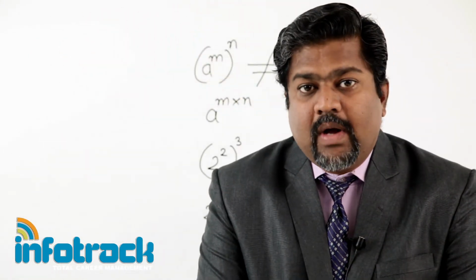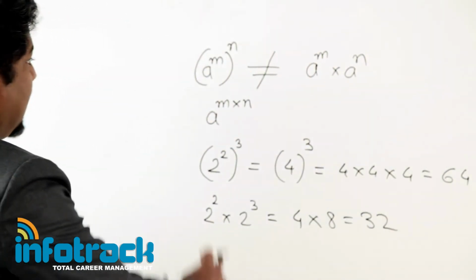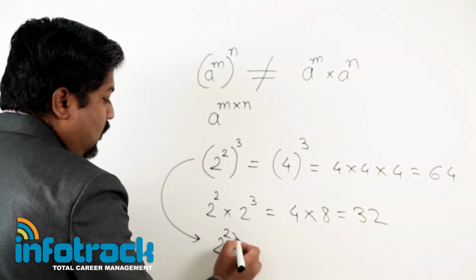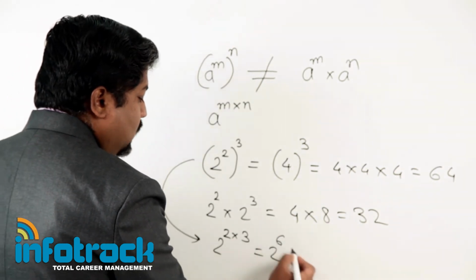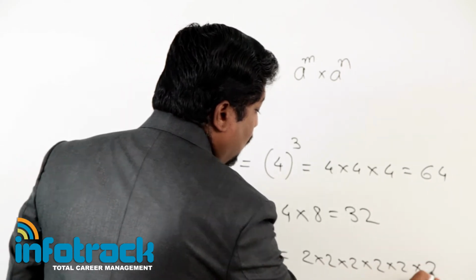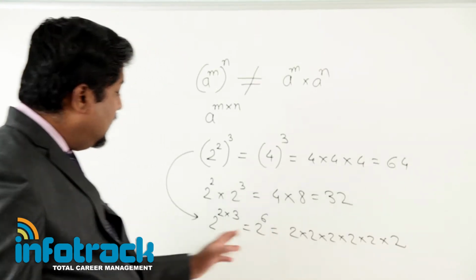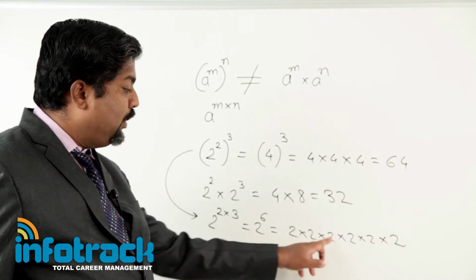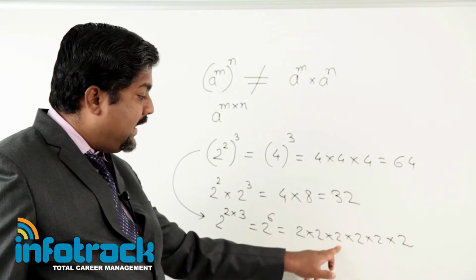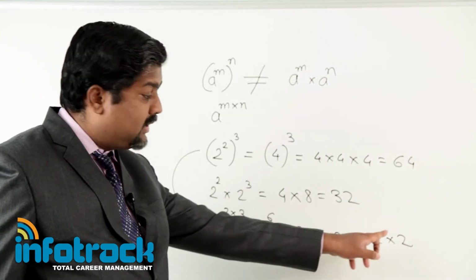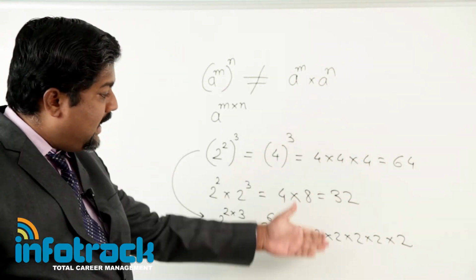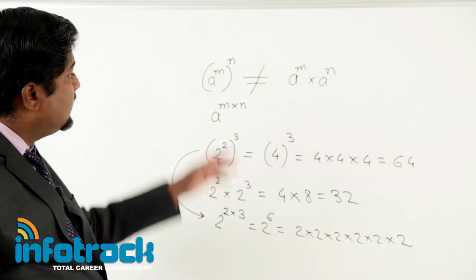So what is a raised to m into n? Suppose I go here, then my answer is 2 raised to 2 into 3. So it is 2 raised to 6, which is 2 into 2 into 2 into 2 into 2 into 2, 6 times. 2 2s are 4, 4 2s are 8, 8 2s are 16, 16 2s are 32 and 32 2s are 64. So the answer here and here is the same. So this is an important law.